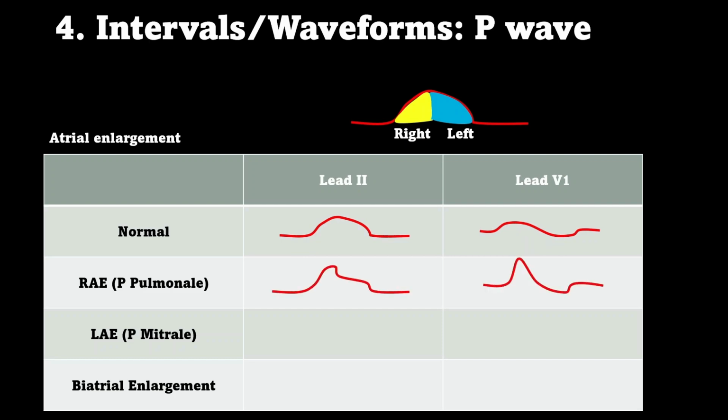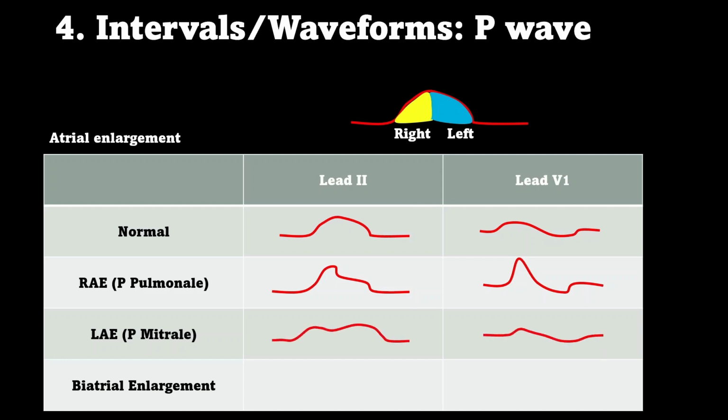You will have a peaked wave in lead 2, and it should be greater than 2.5 millimeters. It should be peaked as well with a biphasic component to it, with a P wave in V1 being over 1.5 millimeters. Next is our left atrial enlargement.